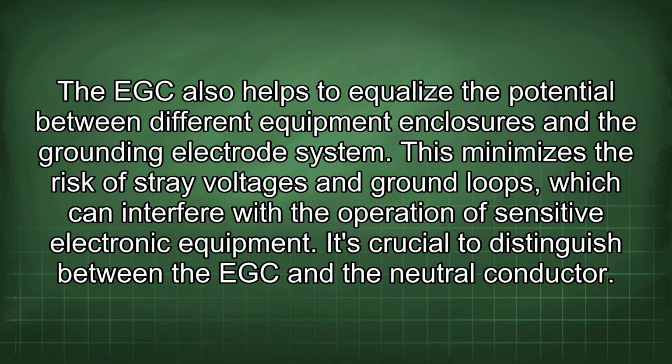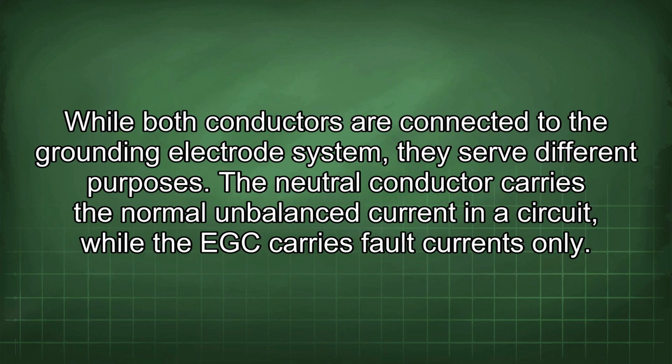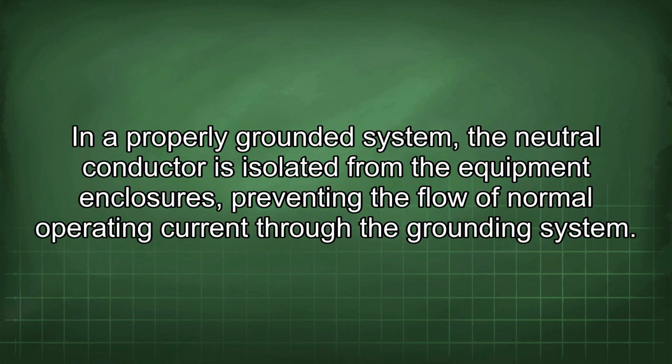The EGC also helps to equalize the potential between different equipment enclosures and the grounding electrode system. This minimizes the risk of stray voltages in ground loops, which can interfere with the operation of sensitive electronic equipment. It's crucial to distinguish between the EGC and the neutral conductor. While both conductors are connected to the grounding electrode system, they serve different purposes. The neutral conductor carries the normal unbalanced current in a circuit, while the EGC carries fault currents only. In a properly grounded system, the neutral conductor is isolated from the equipment enclosures, preventing the flow of normal operating current through the grounding system.